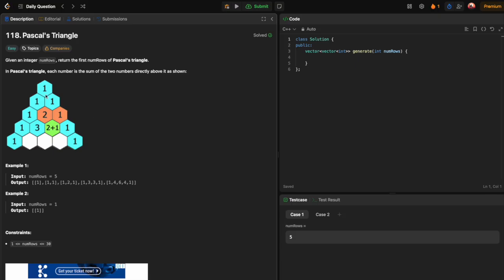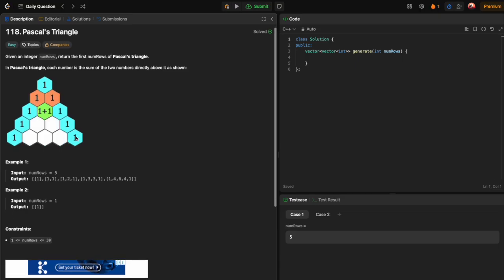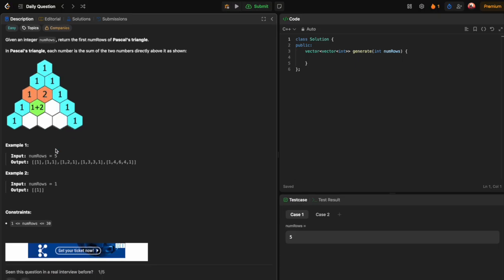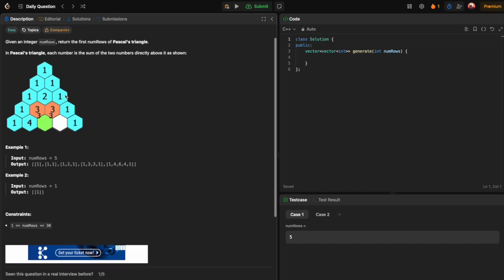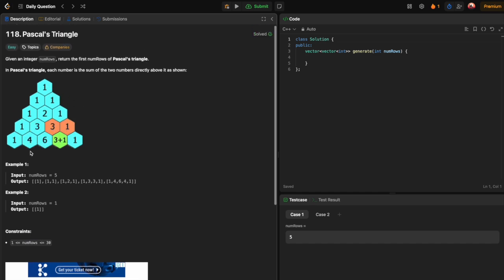So if it is 1, then 1 1, then 1 2 1, that is 1 plus 1 is 2. Then 1, 2 plus 1 is 3, then 3 plus 1 is 4, 3 plus 3 is 6, 3 plus 1 is 4. In this manner you have to go through all of it. You can assume it like a 2D array, and you just have to print all the elements in it.